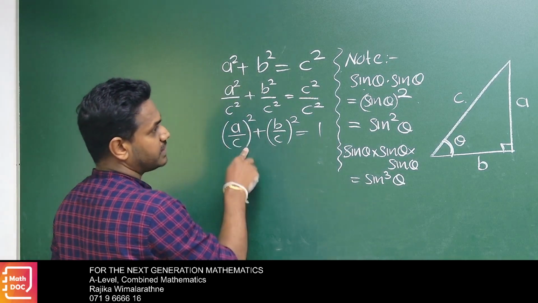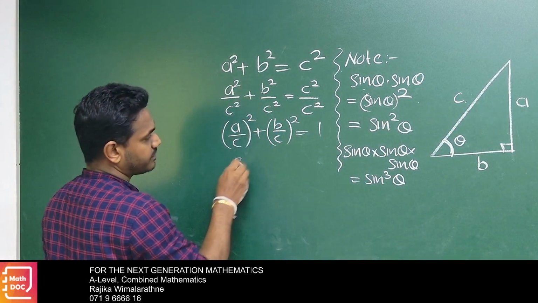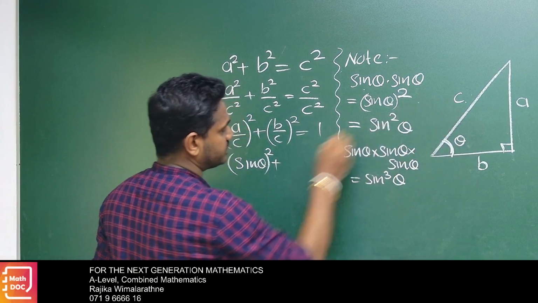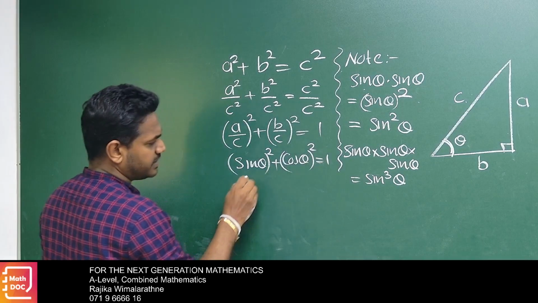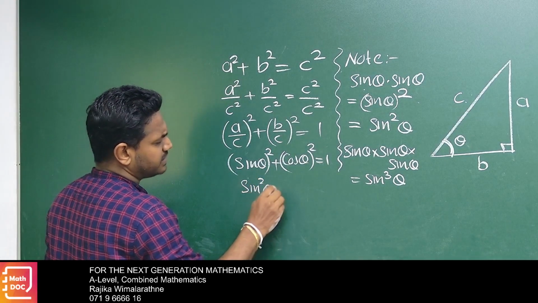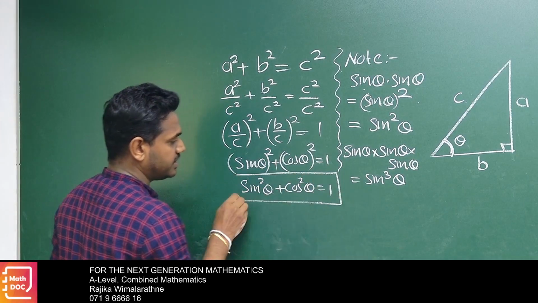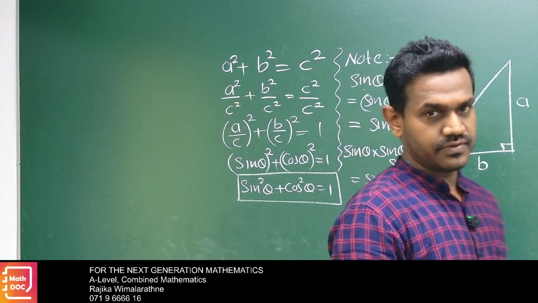Then a over c, we know that is sin theta, no? B over c is cos theta. Then write sin square theta plus cos square theta equals 1. This is what we call the Pythagorean identity. Sin square theta plus cos square theta equals 1.